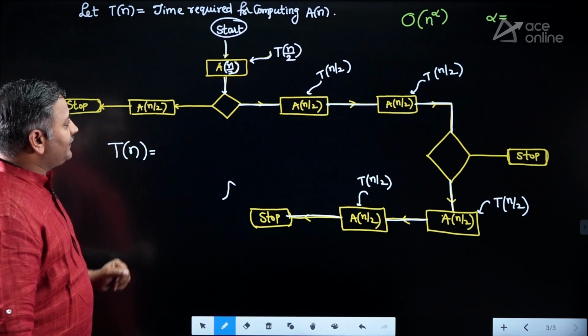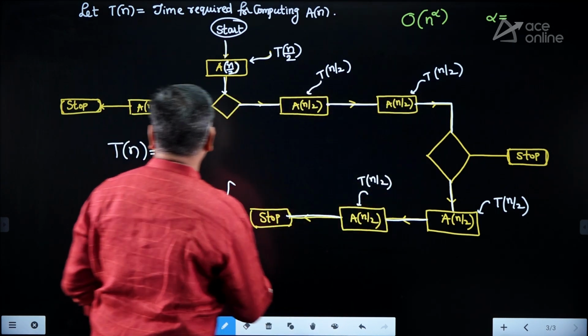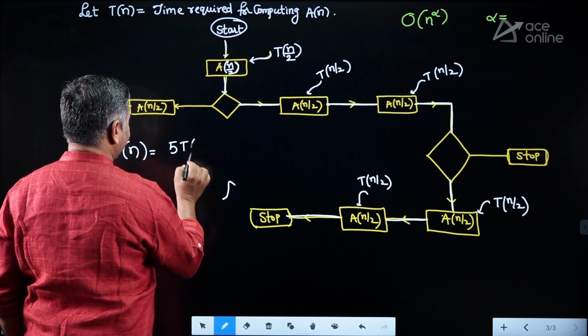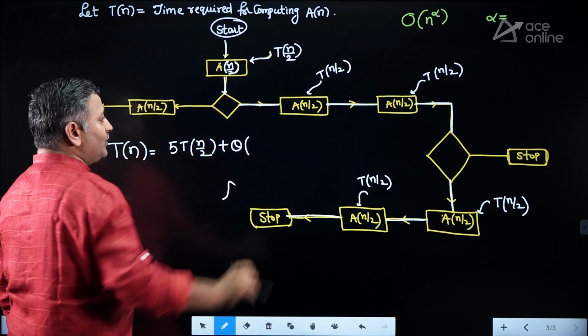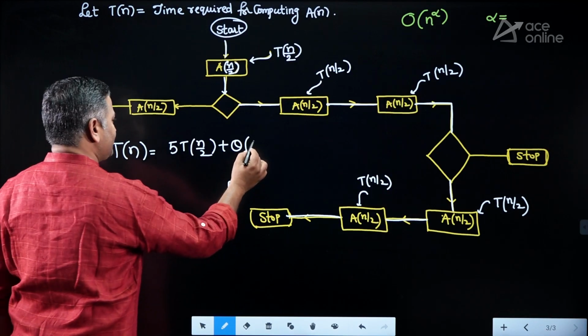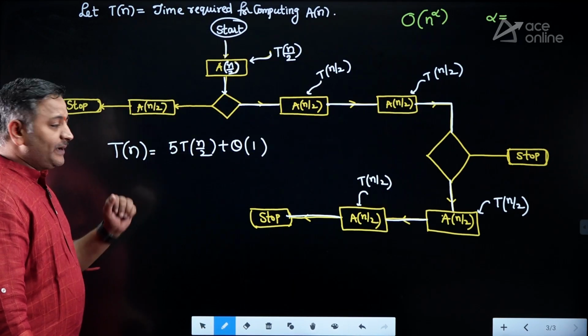Then how many times is T of n by 2 there? 1, 2, 3, 4, 5. Therefore you can take it as 5 times T of n by 2. The remaining time we are taking as constant time. The constant time we can write as theta of 1. Right, friends? Now apply the master theorem.